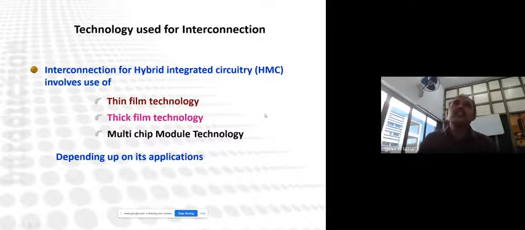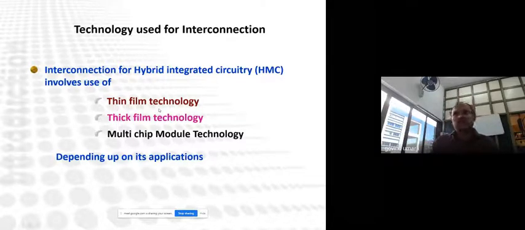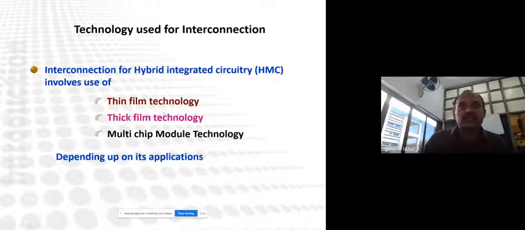So, which are the technologies used for these interconnections? Traditionally, there are three major technologies which play a role for interconnection. Interconnection is required where your chip connects to the real world. So how to connect it? We require some interconnections. For that, there is thin film technology, thick film technology, and multi-chip module, where we have to stack one on another to make a 3D structure.